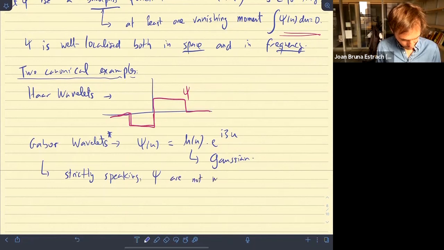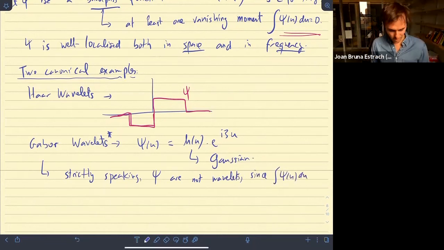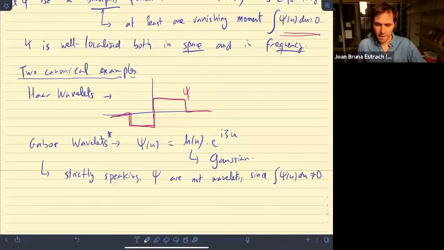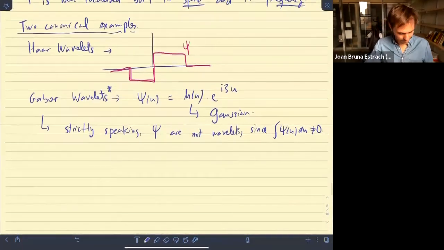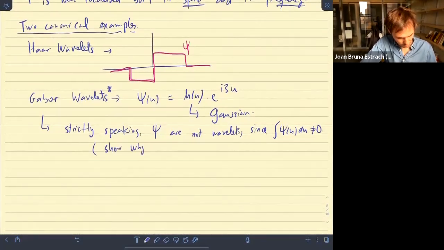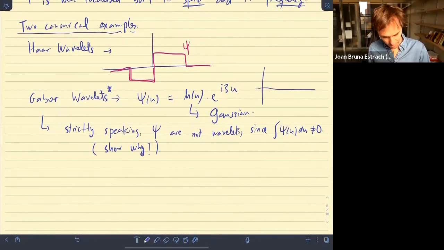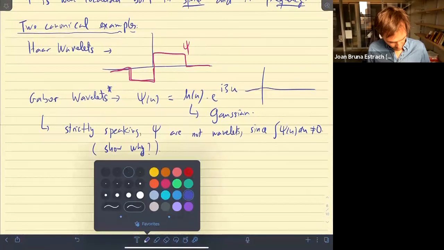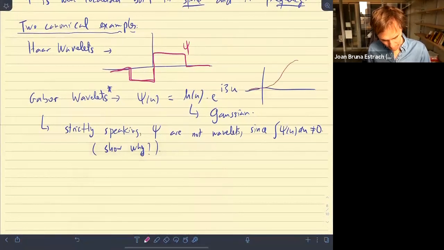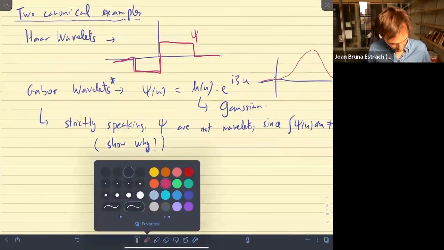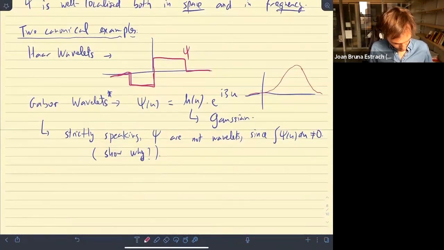they are not wavelets, since they are not exactly 0 mean. So this is not 0 in general, and maybe it's a good exercise for you to show why. But it doesn't matter. For you the picture should be the same as before: I have some wave, an envelope that is a Gaussian window, and then I just apply some modulation.